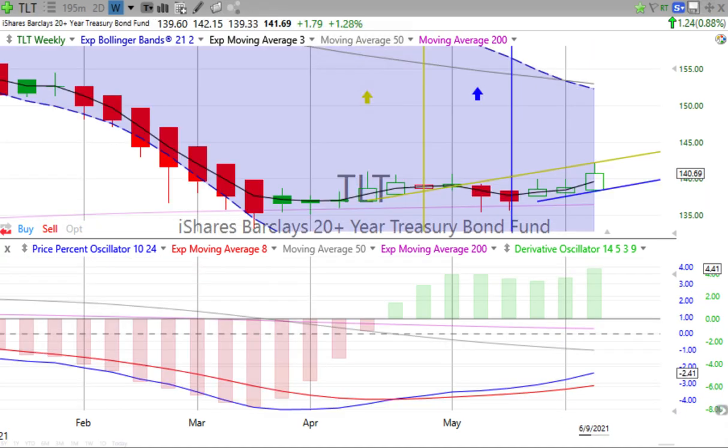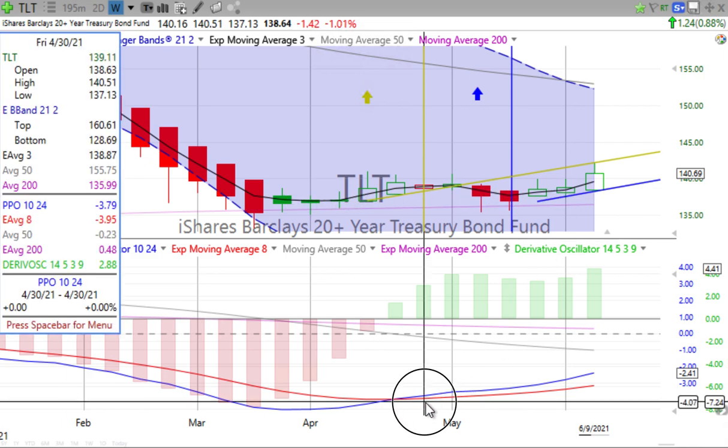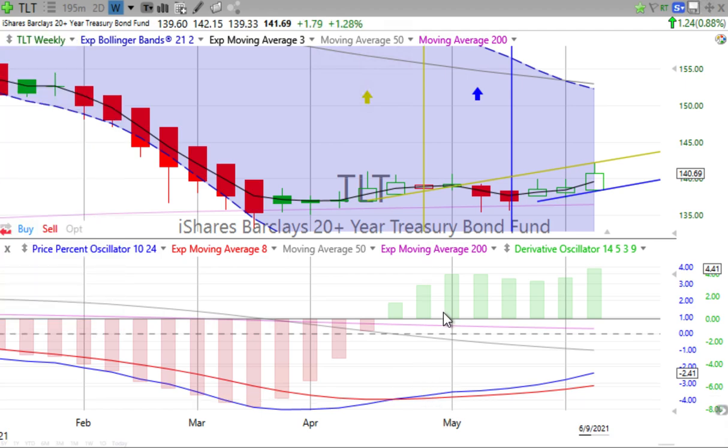Look at what's going on with bonds, up 0.88%. We have the biggest green candle we've seen in many weeks on bonds. Remember, bonds crossed over going up back on the 30th of April, really been sliding sideways, and this latest week is the first time bonds have really poked their head up and started moving up nicely. Price percent oscillator pulling away nicely from the red signal line.